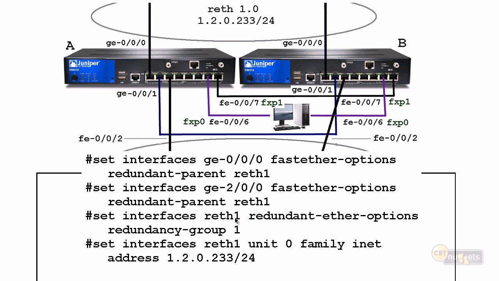Set interfaces reth1, redundant ether options, it's in redundancy group 1. Remember, both reths are in redundancy group 1. Redundancy group 0 are the router engines within the appliances. And then finally, set interfaces reth1, unit 0 family INET with the IP address of 1.2.0.233/24, as we can see right here. Now, we still have a few more commands to finish up here.